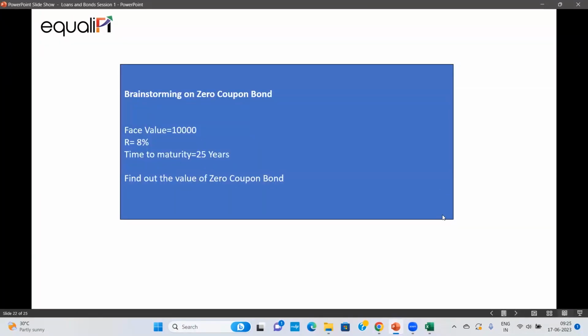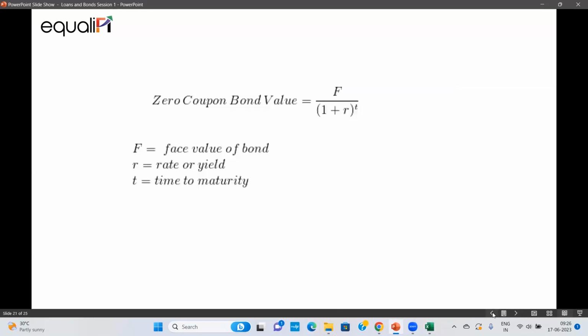So this is a small problem again, which you are supposed to solve. A face value of 10,000, R is 8%, time to maturity is 25 years, right? You find out the value of the zero coupon bond. Please do it quickly. Please do take a snip of the formula and find out the value.